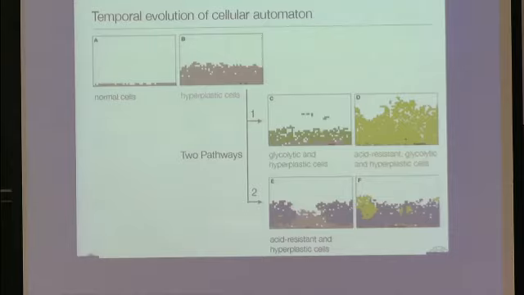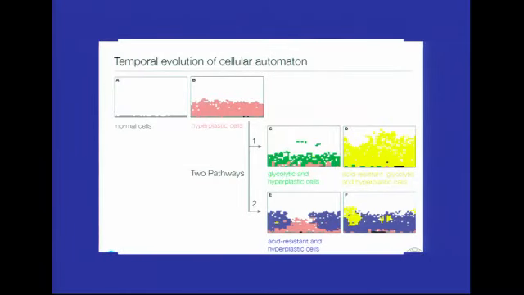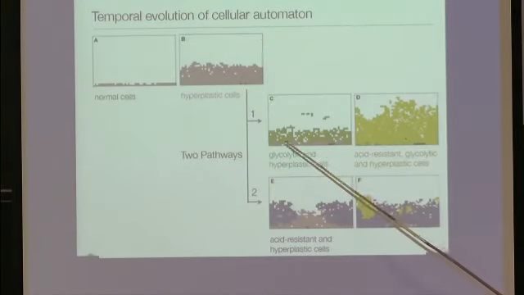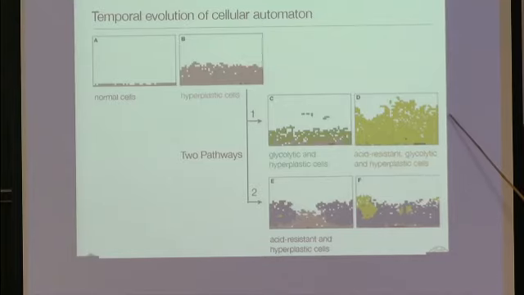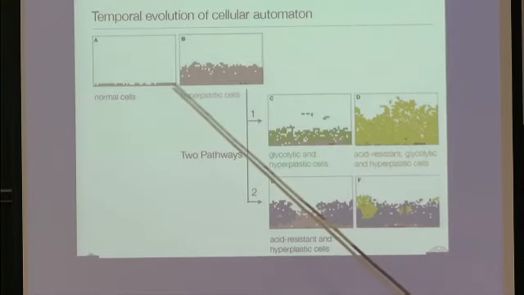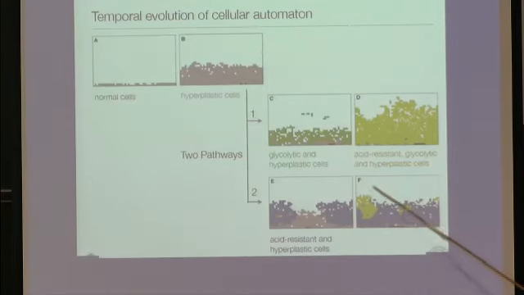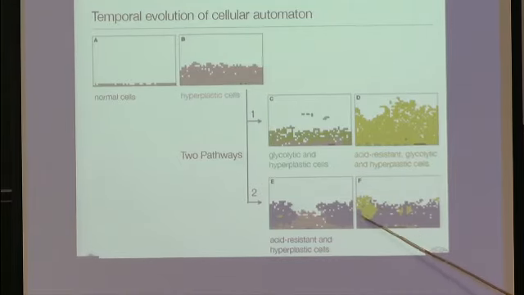Because it's probabilistic, you can get different ways to go. So here's an example where we go from being normal, hyperplastic, glycolytic, and hyperplastic, and then the really nasty types. But sometimes when you run the simulation, you go this way. You go from there, to there, to there, and to here. So what's happening here in this transient is you're getting large nodules of glycolytic cells and small nodules of glycolytic cells. So little islands of glycolytic cells.